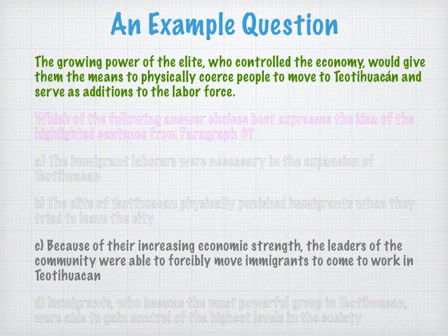Now then we have this, so we have this physically coerce people to move to Teotihuacan and serve as additions to the labor force. In the answer choice we have forcibly move immigrants to come to work in Teotihuacan. Forcing people to come to work is pretty much the same as saying people are coerced. They were physically coerced to serve as additions to the labor force. So this is a pretty strong contender for the correct answer.